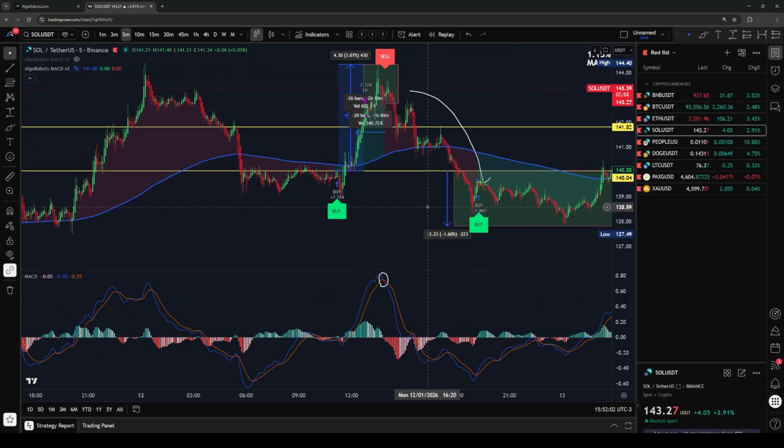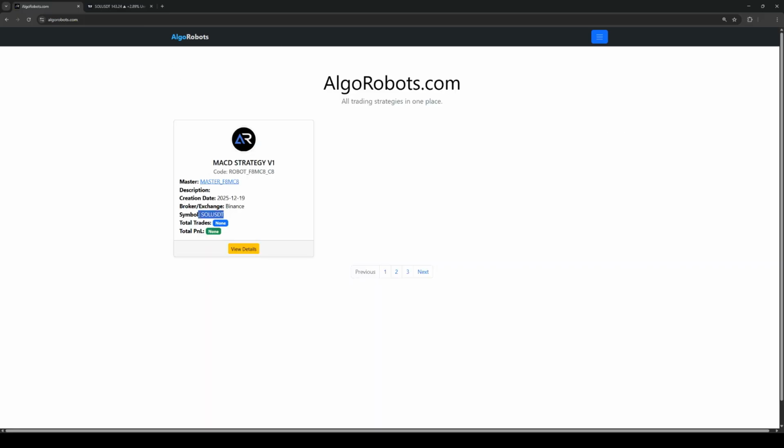We'll now leave MACD Strategy version 2 running live directly on the AlgoRobots platform, where you can copy trade the strategy in real time.